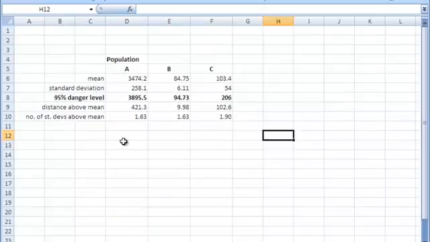Now, so far I've talked only about 95% danger levels, and it turns out this is associated with being this number of standard deviations above the mean. Nothing special about that though. We could take any number of standard deviations above the mean. We could take 1 standard deviation above the mean, or, well, let's take 2. So 2 standard deviations above the mean. Let's see what level is 2 standard deviations above the mean in each case.